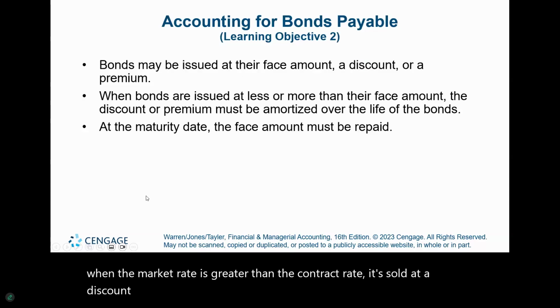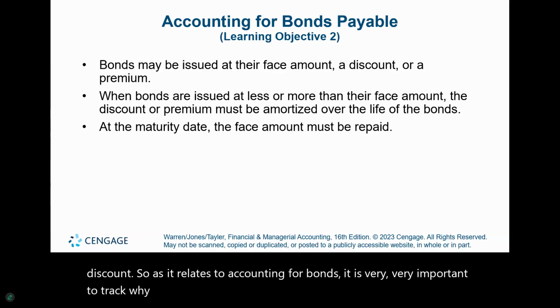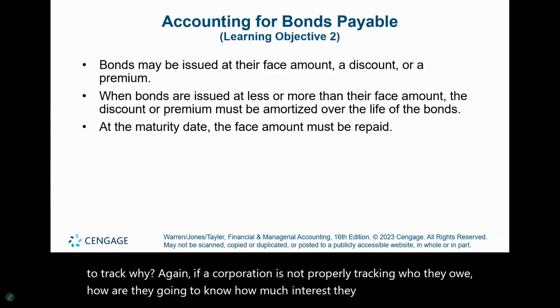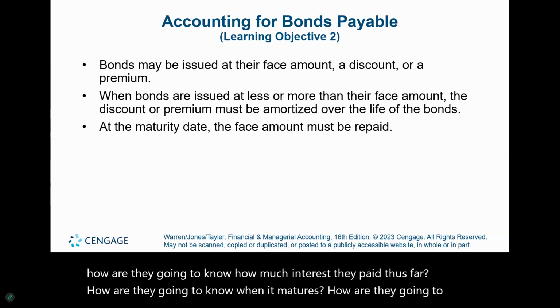So as it relates to accounting for bonds, it is very, very important to track. Why? Again, if a corporation is not properly tracking who they owe, how are they going to know how much interest they paid thus far? How are they going to know when it matures? How are they going to know the carrying value and things of that nature?